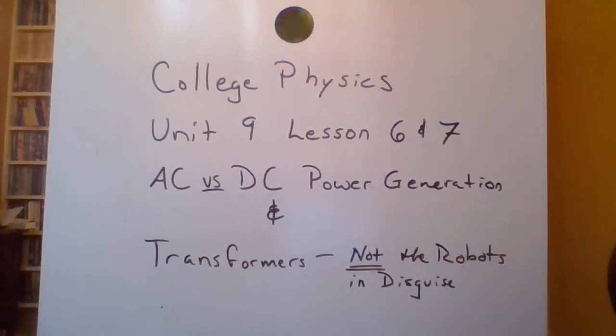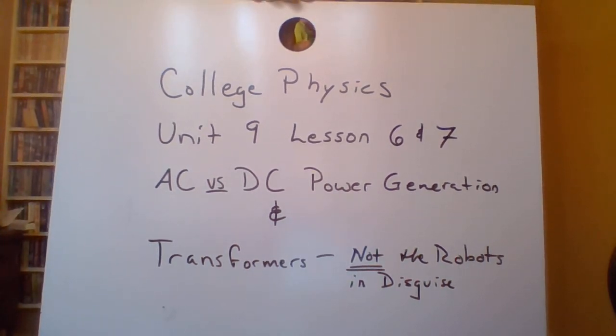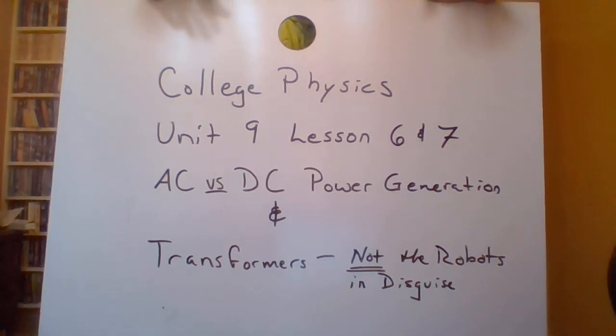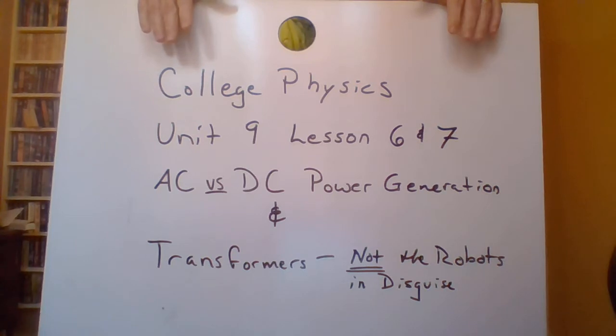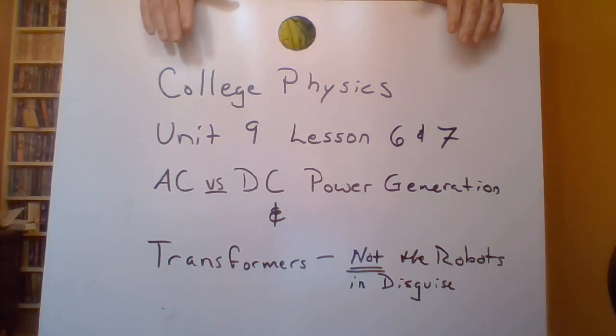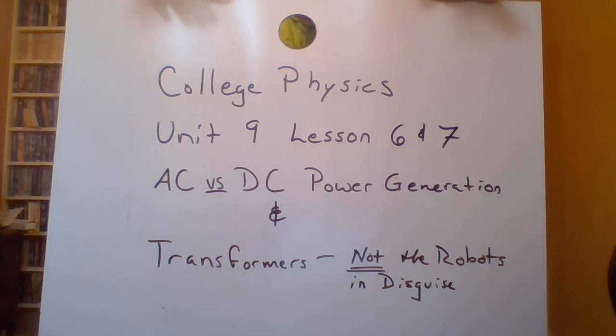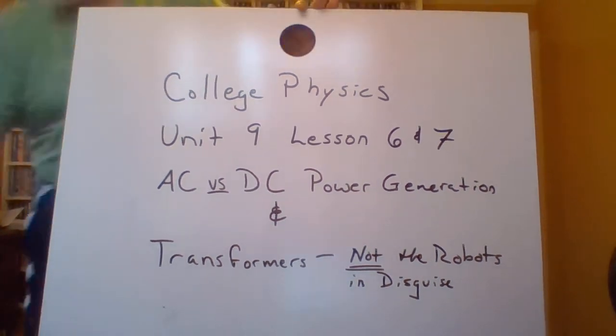Okay, here we go again. All right. This is your friendly heavy physics teacher. Once again, college physics lesson. This is unit 9, lesson 6 and 7. A very abbreviated version of AC versus DC power generation. And then we're going to get pretty heavy into transformers for this. Transformers as in the electrical devices, not robots in disguise. No appearances by Optimus Prime or Megatron. Okay?